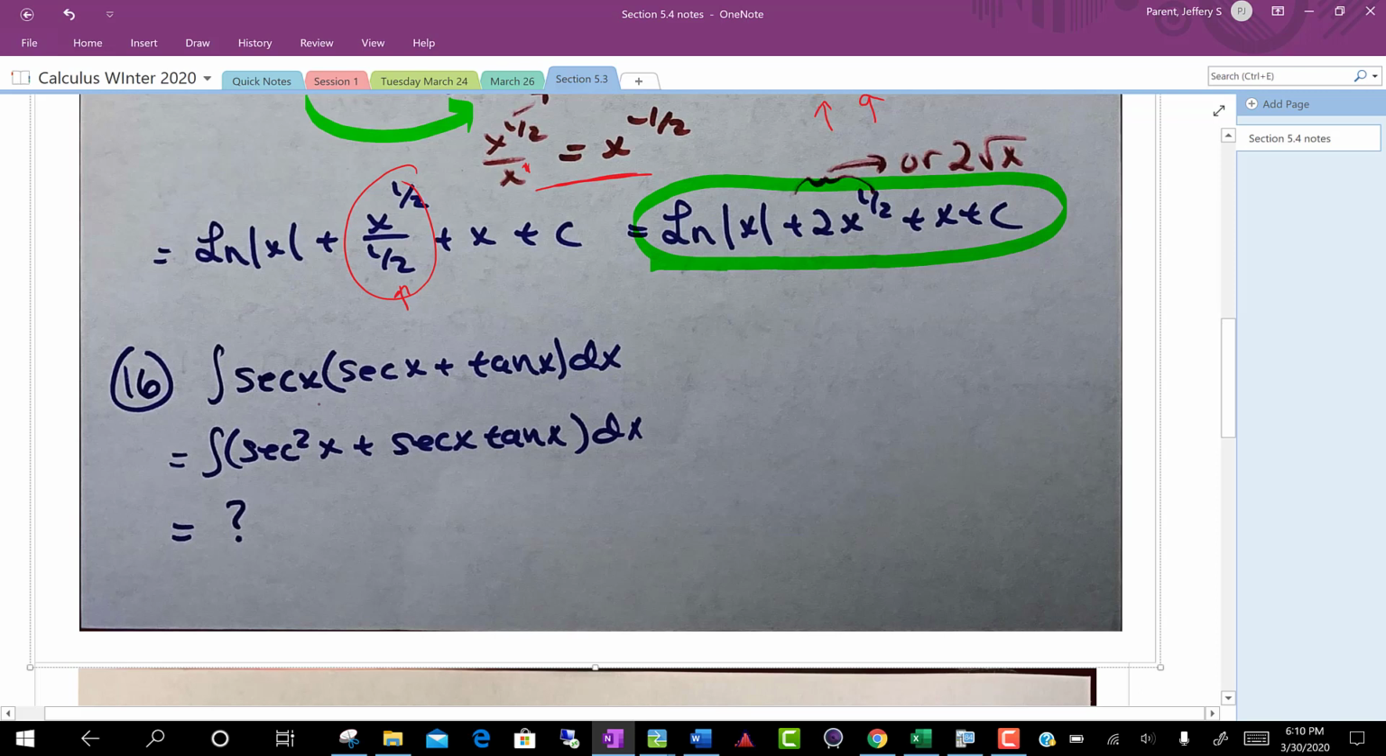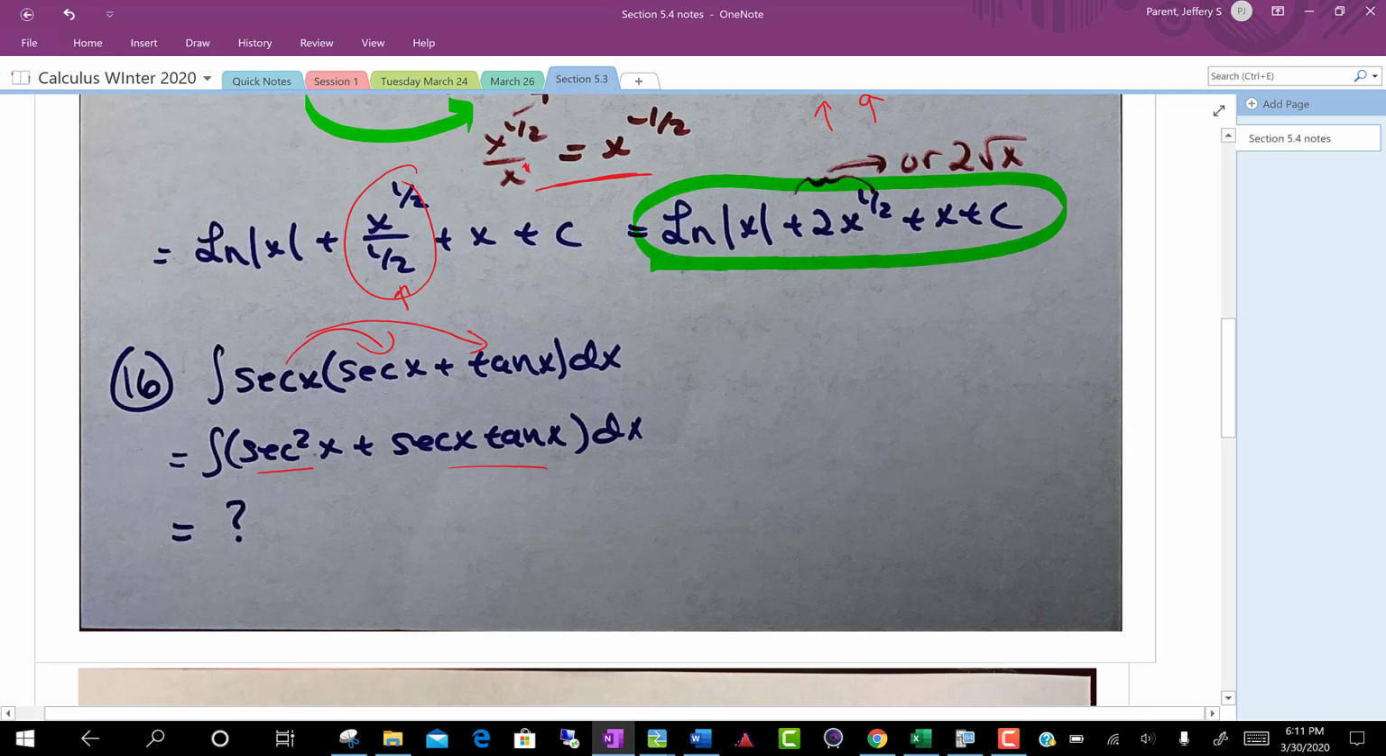You're going to have to do a little bit of thinking first. And that little thinking is this. We're going to distribute this here and here, because that gives me an integrand which I think is a little bit easier to work with. In fact, you should know the antiderivative of secant squared and of secant x tangent x. That is, what do I differentiate to get each of these terms?